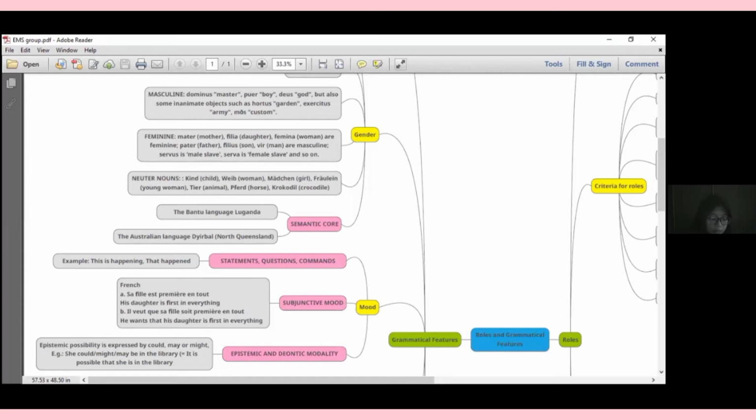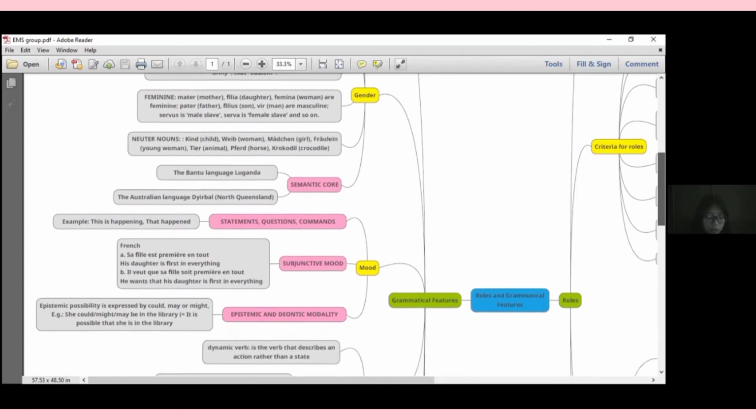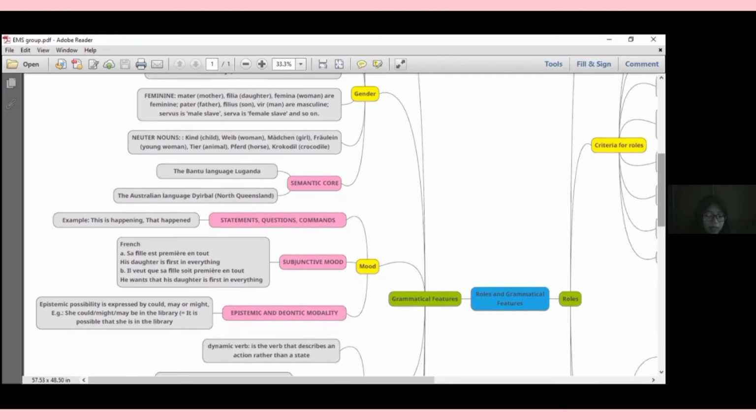And then the term subjunctive mood relates to special sets of verb forms. English used to have such forms, indeed, in a sense, it still does have them, but they have fallen into disuse and are now almost extinct. For example, in the French language, which means his doctor is first in everything, and he wants that his doctor is first in everything.